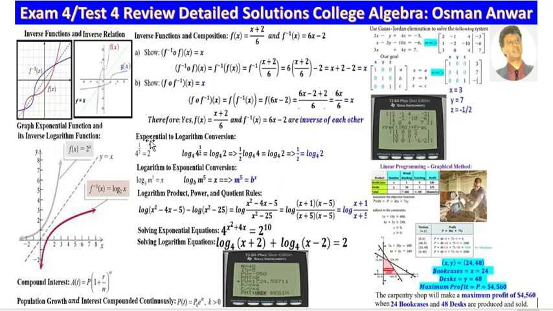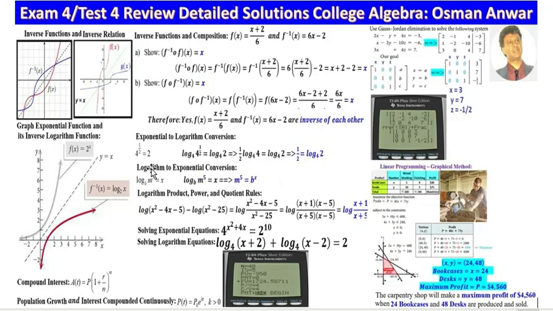Then we're going to show exponential to logarithm conversion. For example, 4 to the half equals 2. We're going to take log base 4. The base is 4, so we're going to take log base 4 of both sides. That is log base 4 of 4 to the half equals log base 4 of 2. Then we're going to show that is half equals log base 4 of 2.